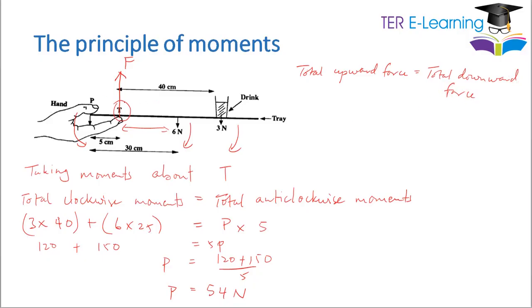So my total upward force, the only thing I have acting upwards is F, so that's F. Alright, we have several forces acting downwards. We have P, which is what we worked out just now. We got 54 is acting downwards, the 6 is also acting downwards, and the 3 newtons is also acting downwards. Alright, so that will give me a total of 63 newtons. Alright, so that's how we work that question.